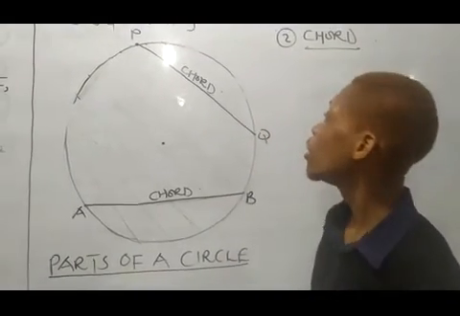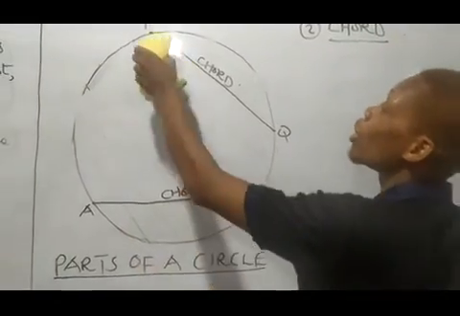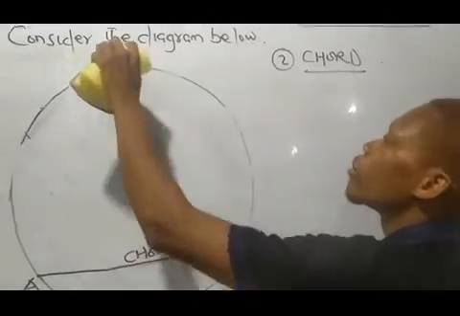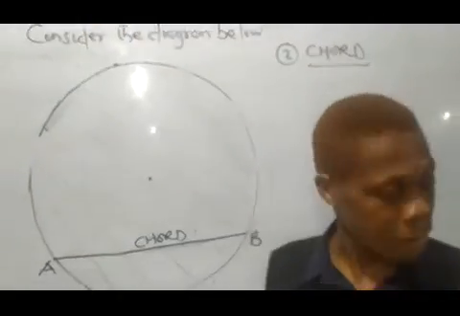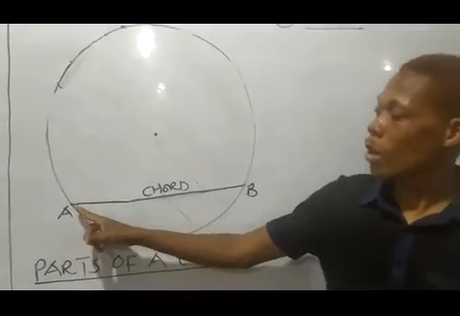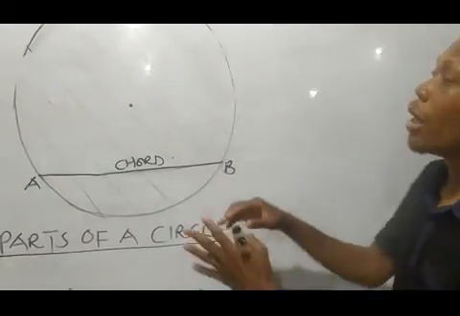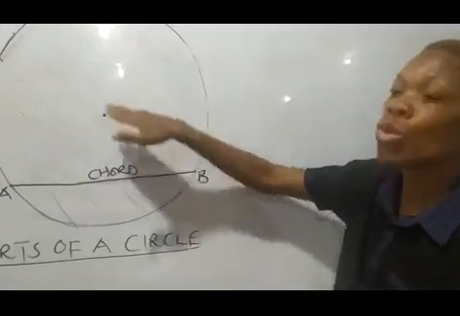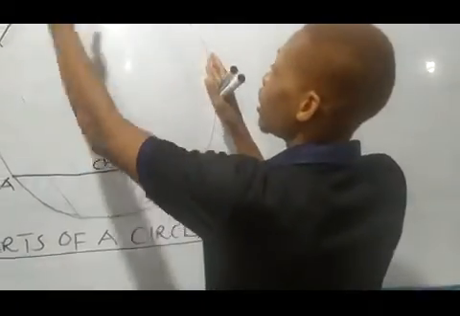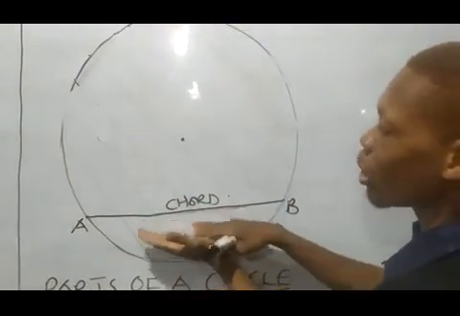Now, let me clean one of the chords so that I use just one of them. Now you realize that with the introduction of this line, it has divided the circle into 2 portions. We have this bigger portion and this smaller portion.